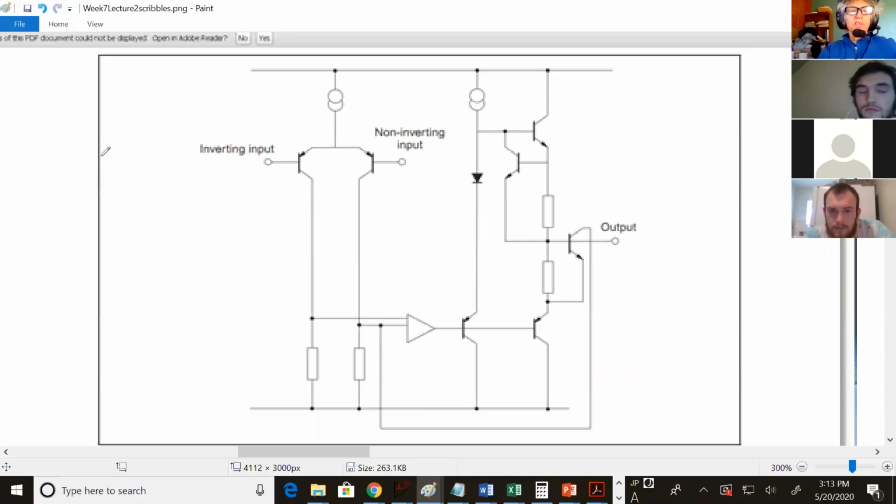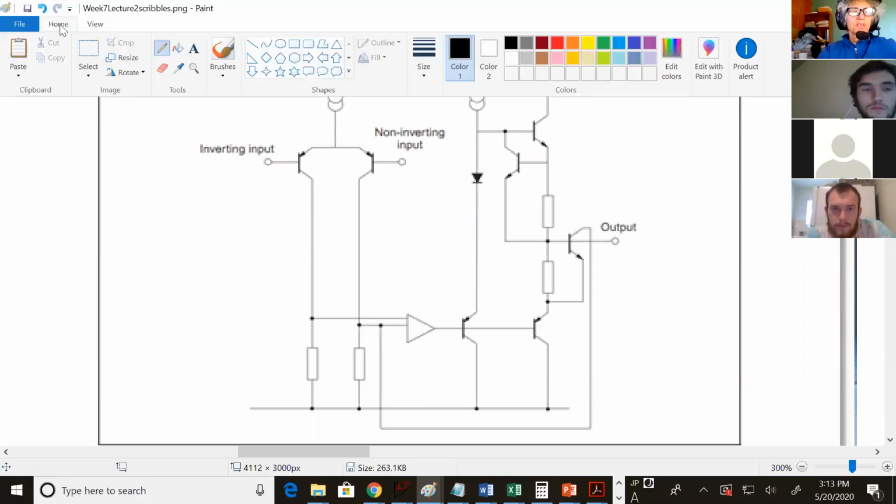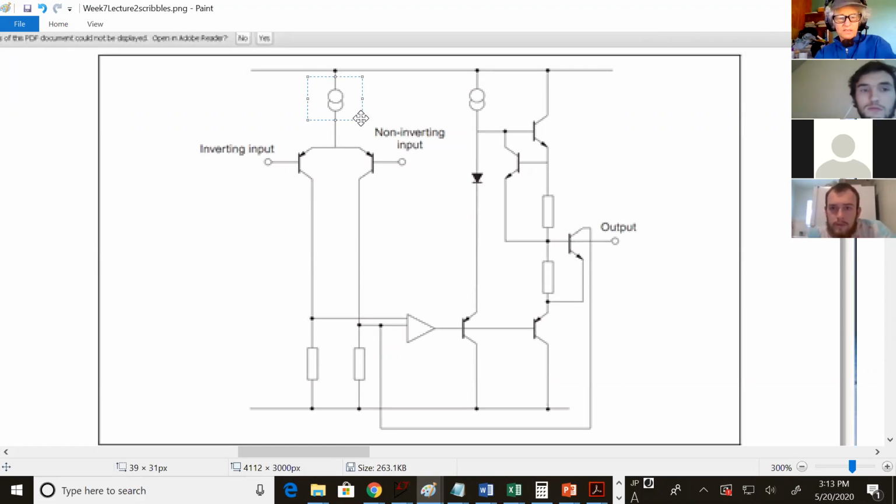Let's look at a few of these symbols. So there's this symbol right here. What's that?